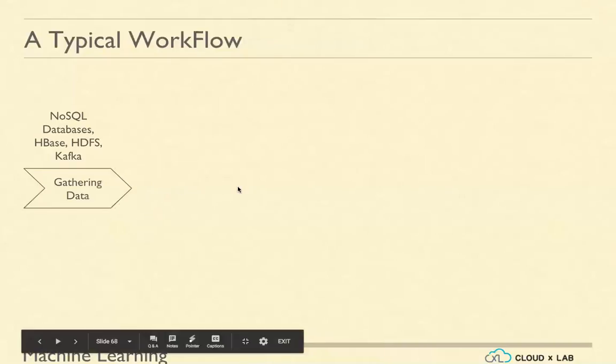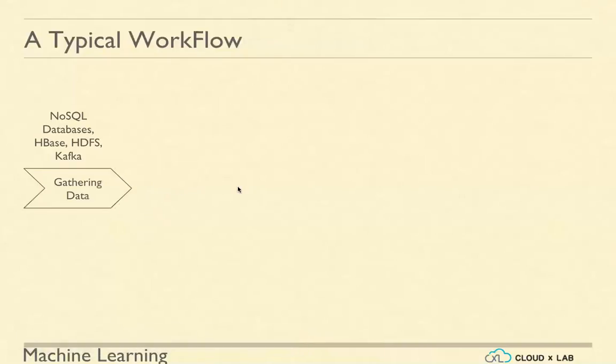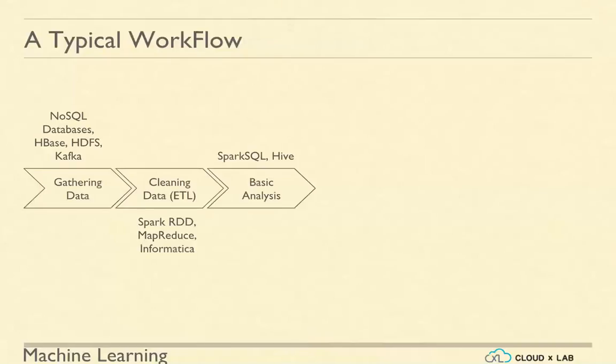So the first step in a typical workflow is you gather data. You gather data using NoSQL databases, using HBase, HDFS, or Kafka. Then you do the cleaning of the data using Spark, using MapReduce or Informatica. And then once that cleaning of data happens, you basically do the basic analysis using Spark SQL or Hive. Afterwards, you use libraries like MLlib or GraphX or scikit-learn or R to do the machine learning.